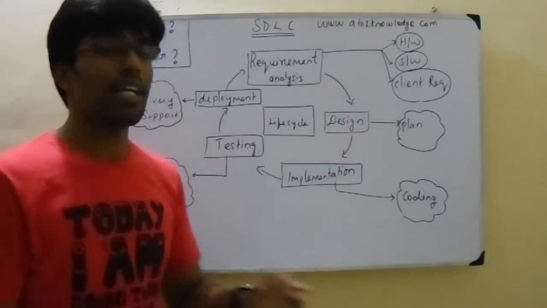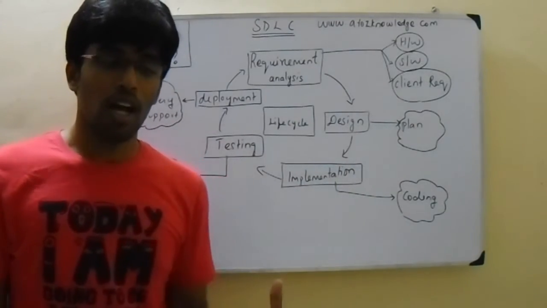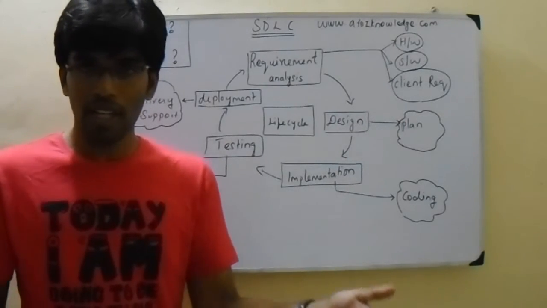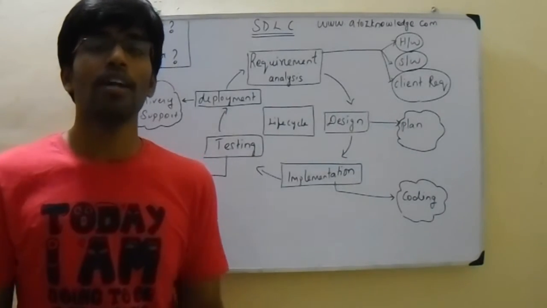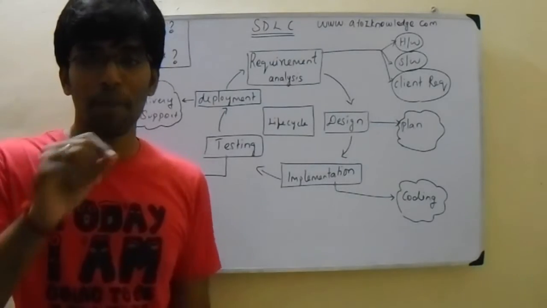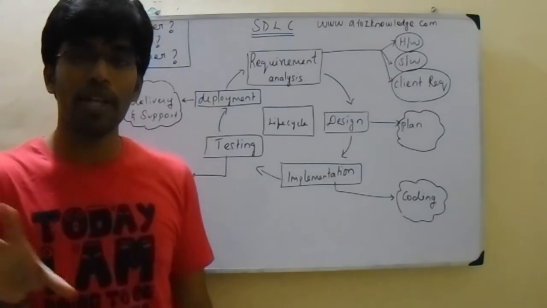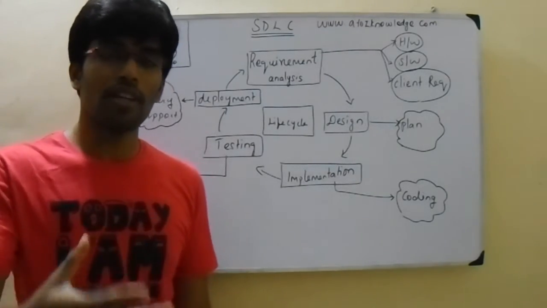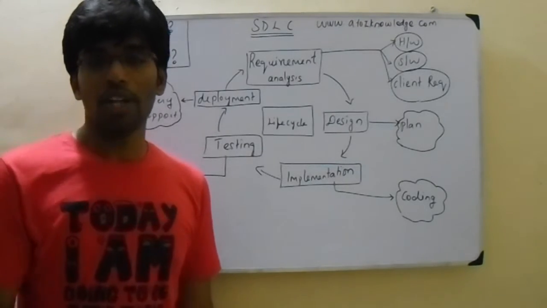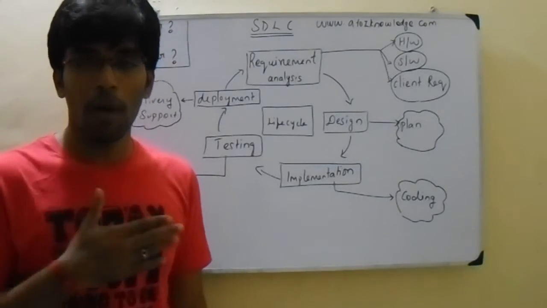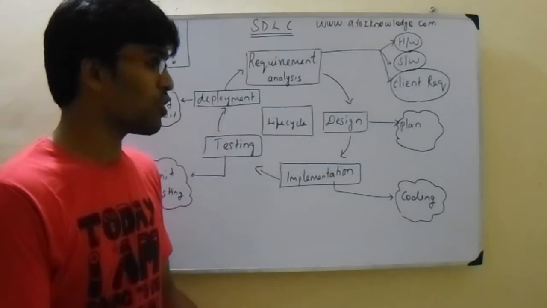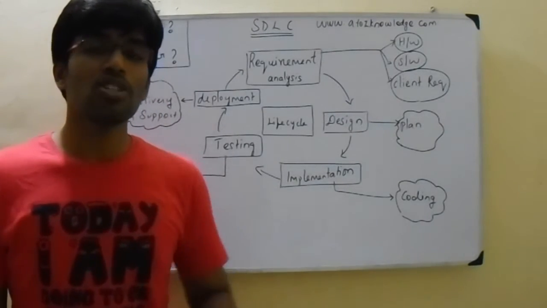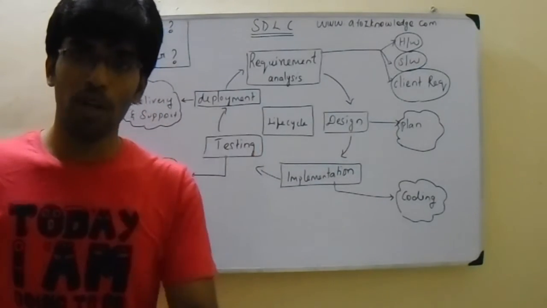Then the next part, design. Design comes between requirement analysis and the coding implementation part. This is where you design it as pencil work, or in a PowerPoint, and show it to your client to say this is what we are going to do, and get it approved by the client so that you can start your implementation. Implementation is where exactly you will be writing the code.